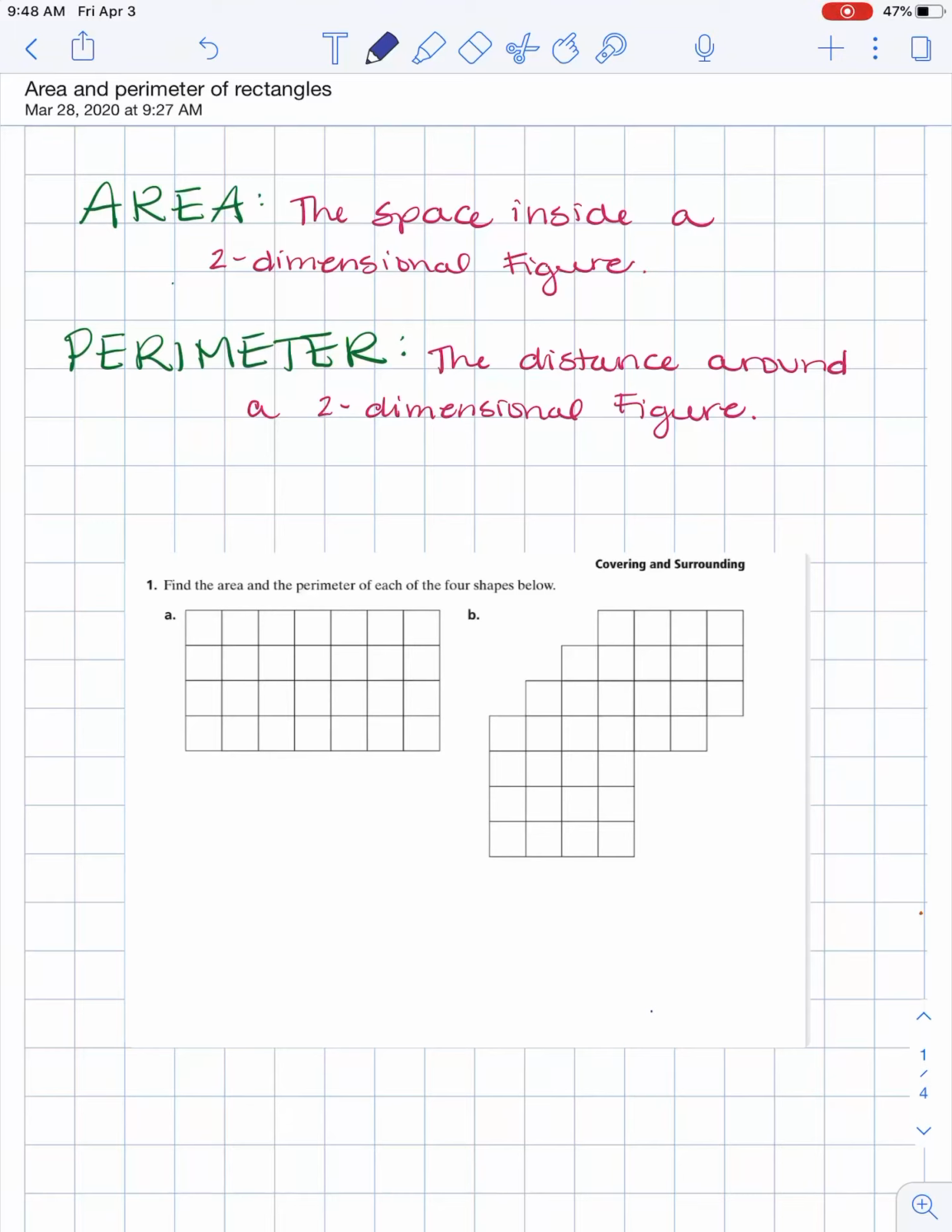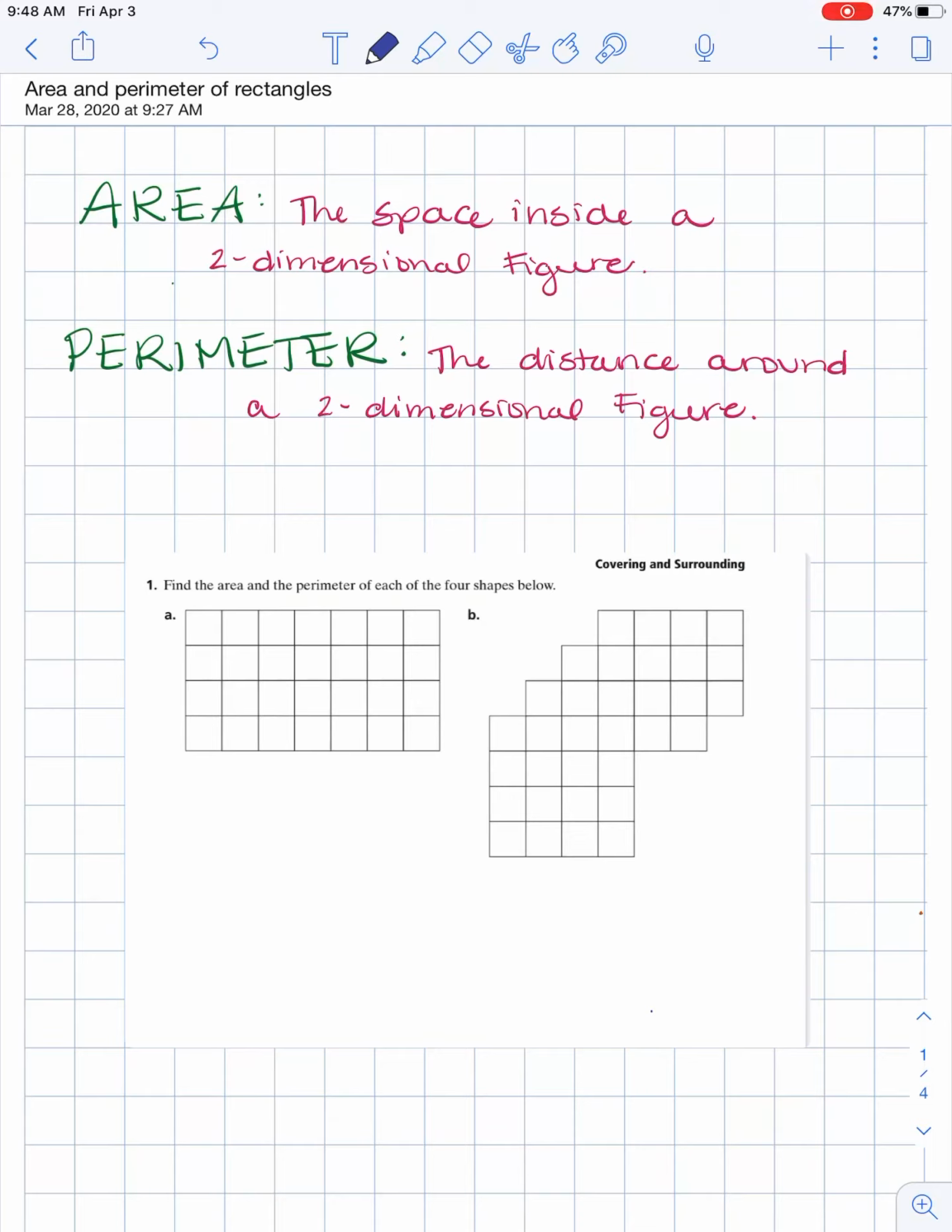Hello, my little munchkins. We are starting a new unit this week focused on geometry. So this first week, we're going to be talking about area and perimeter. And in this first instructional video, we're talking about area and perimeter of rectangles.